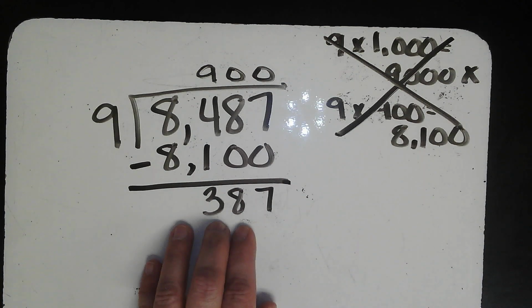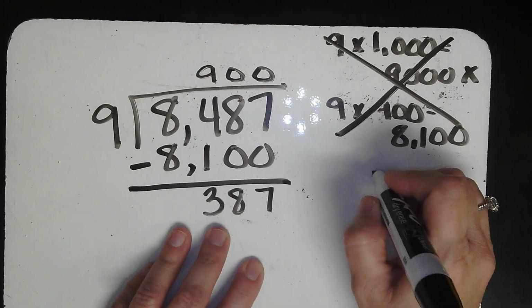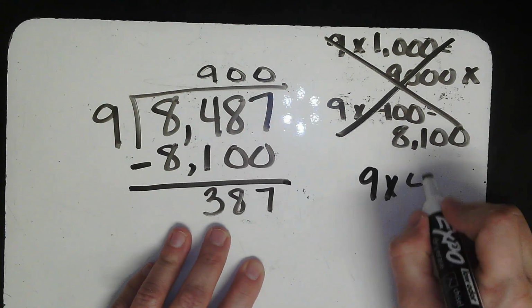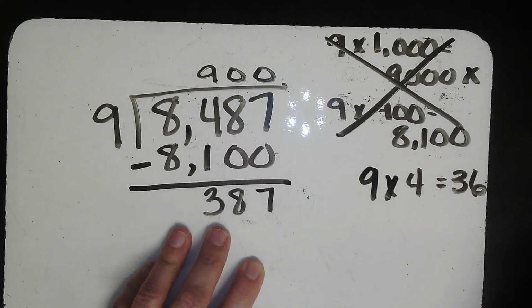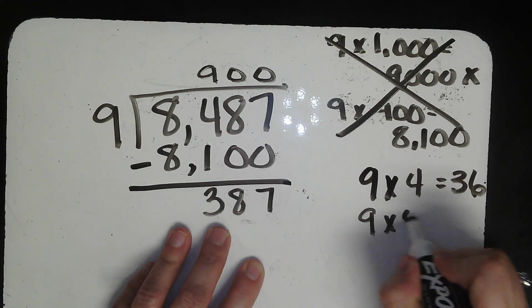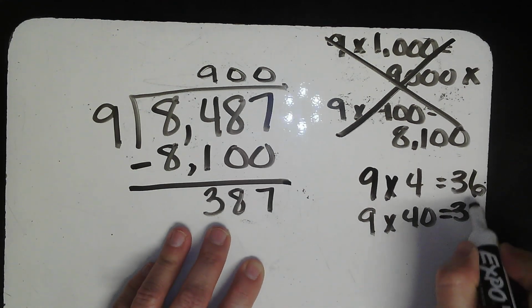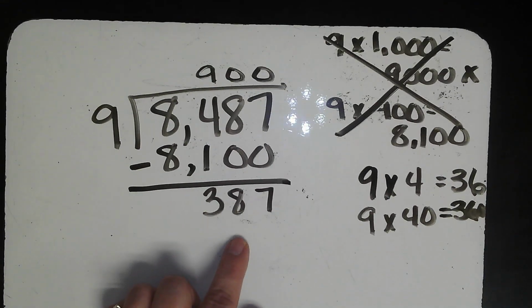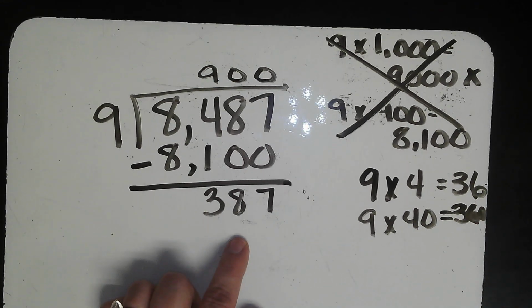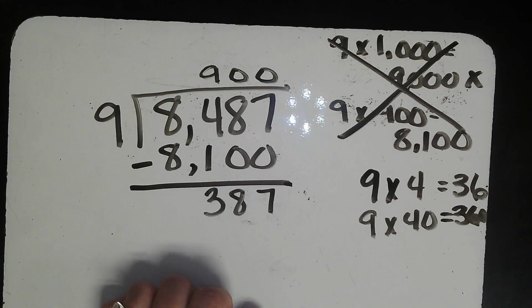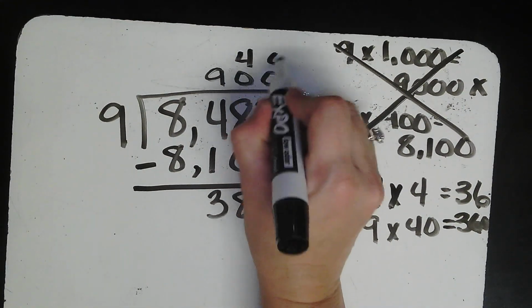Okay, 38. Look at your 9s list. What number is closest to 38 without going over? 36. 9 times what is 36? 4. Okay, 9 times 4 is 36. And then we need to add the 0. 9 times 40 would give us 360, and that's pretty close to this, so we're going to use that. What number did I guess? 40. I'm going to add that to my list of guesses up here.